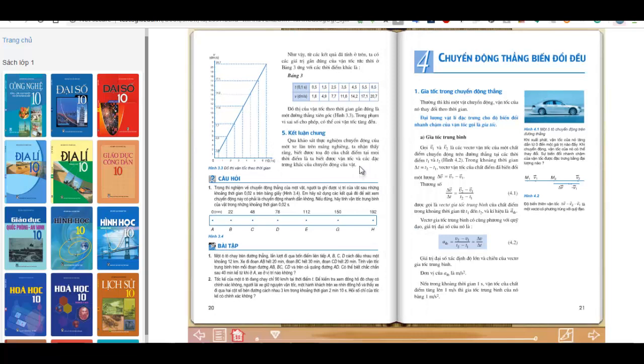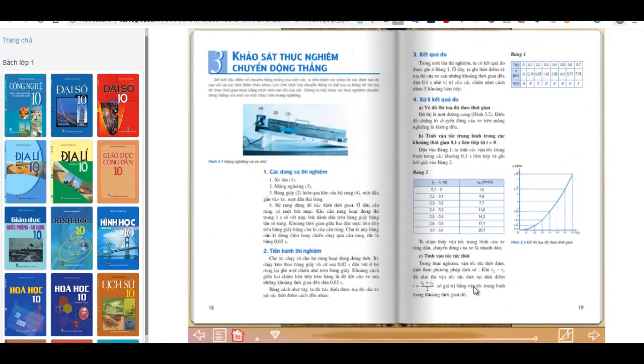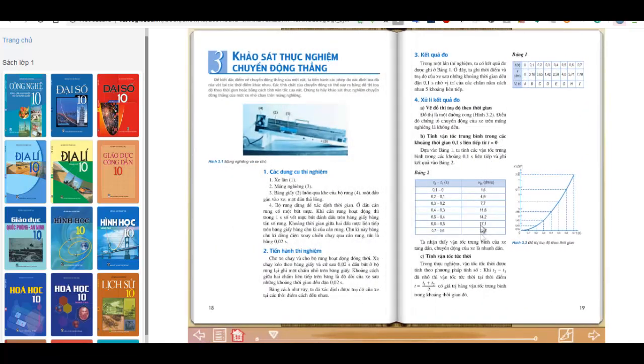Conclusion, general conclusion. Throughout the experiment, we can see that here from here. All right. This is just exactly like what we have just done. Yeah, as you can see, the average velocity of the car increases, so the motion of the object is faster and faster.